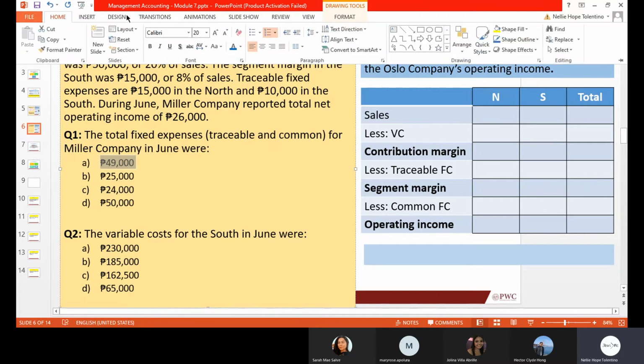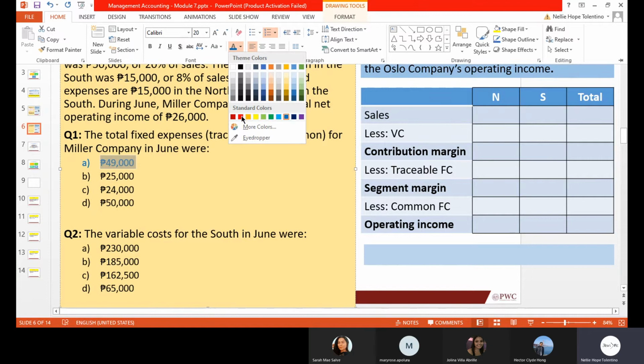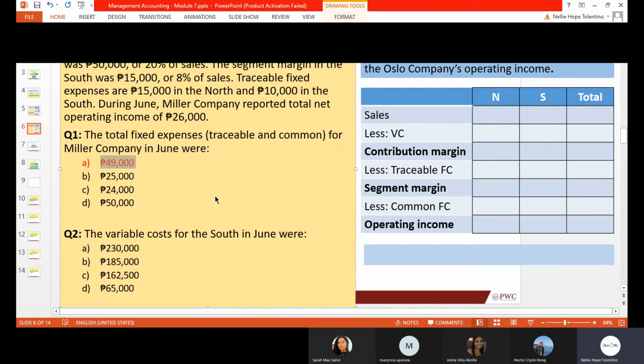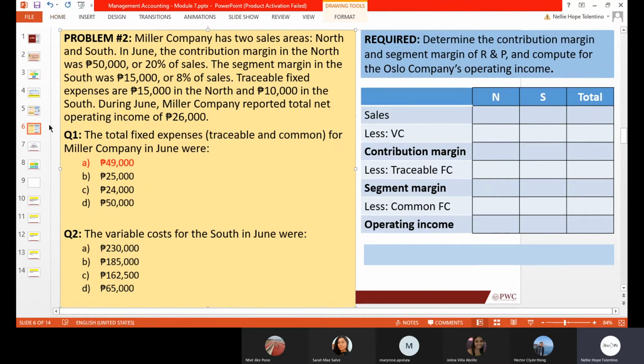Highlight. That's the answer. Answer for Q1 is a 49. So, let's see kung paano siya nakuha. Two sales areas, north and south.